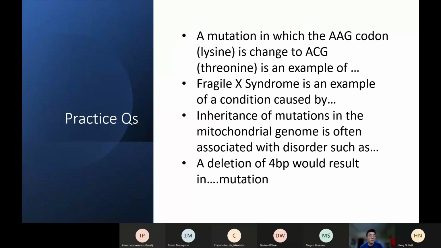Okay, so we'll have some practice questions. Once again, I'll open it up for you guys. If you want to answer, please do, but if not, we'll go through it together. So the first question, a fill in the blank, is: a mutation in the AAG codon is changed to the ACG codon. This is an example of what sort of mutation? So if you want to give it a go, please do, but no worries if not.